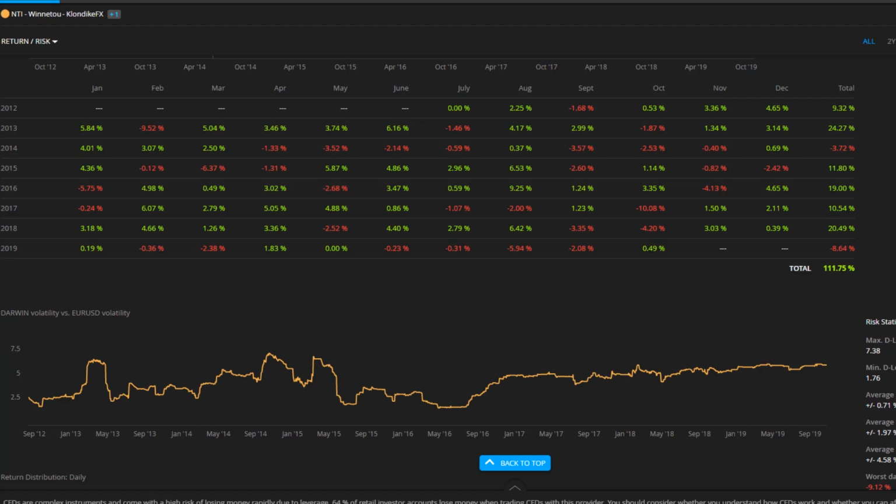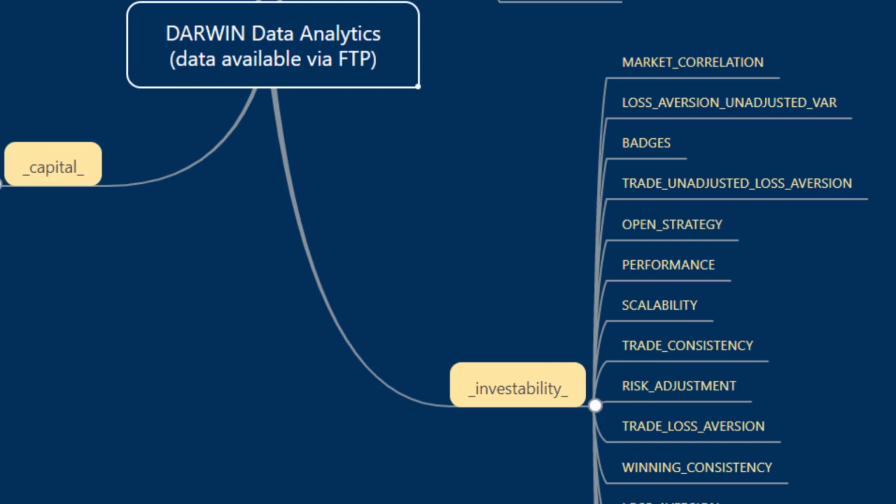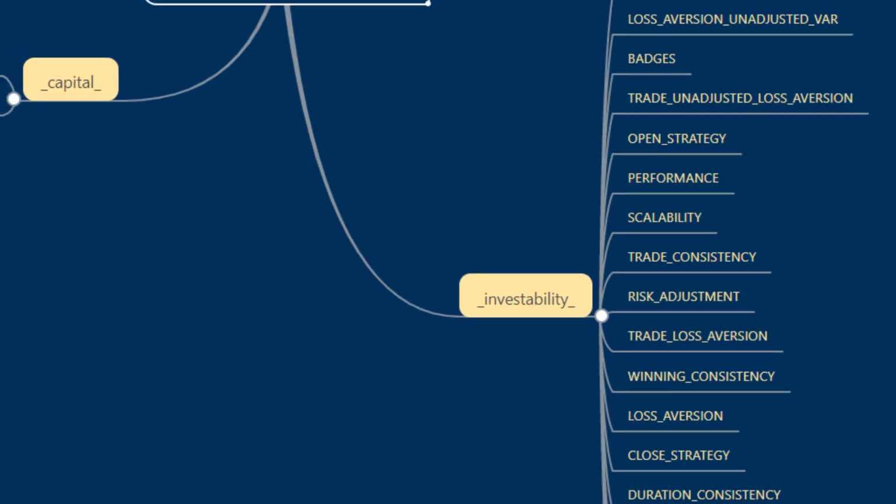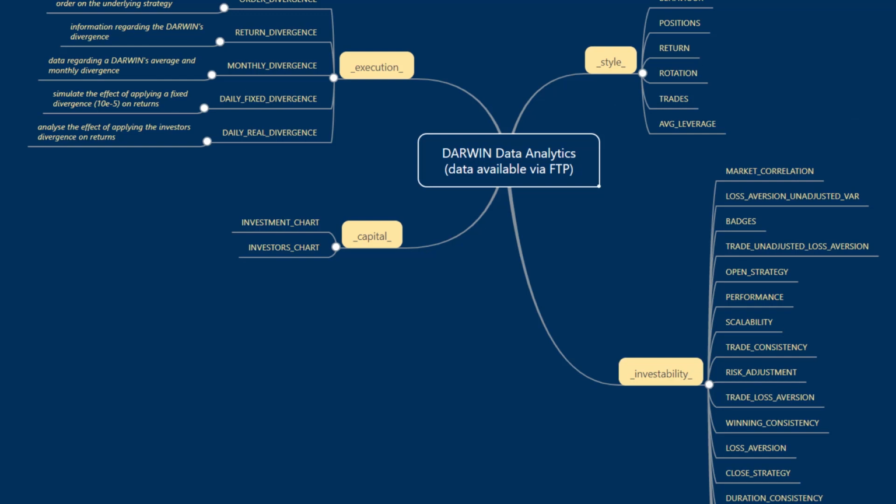In future tutorials, we're going to cover additional metrics such as rotation, trades, market correlation, loss aversion, unadjusted VAR, badges, etc., investment attributes, as well as the remainder of the subset of data available to us via the FTP server. See you in the next tutorial.